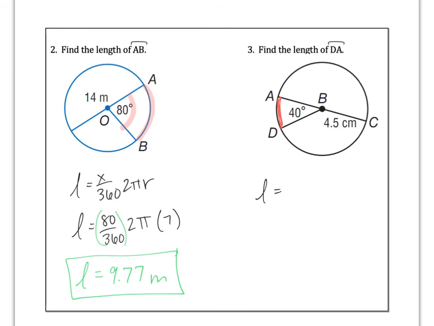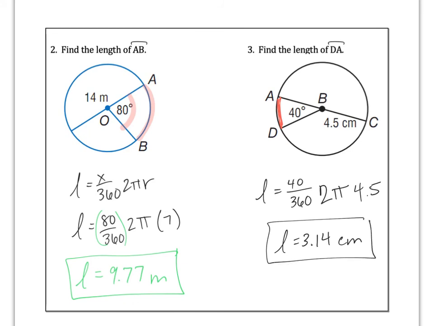So for arc DA, you're going to do 40 out of 360 times 2 times pi times, and it looks like 4.5 is the radius, so times 4.5. Then type that in your calculator, and I got 3.14159264. Hey, that's pi, but that's a coincidence. So we have 3.14 centimeters.